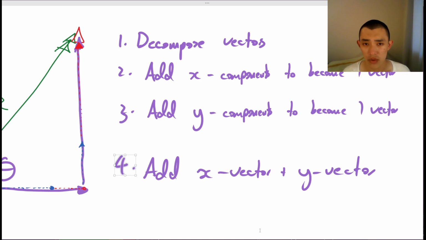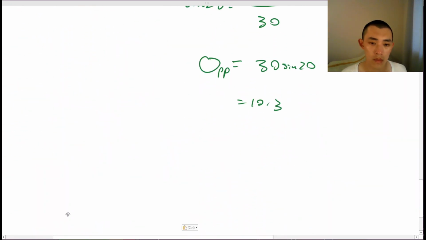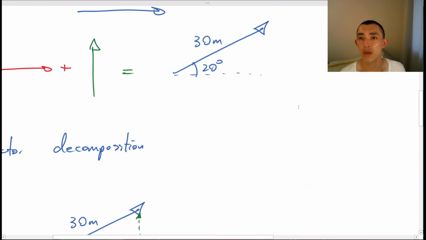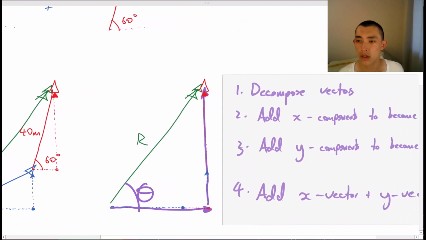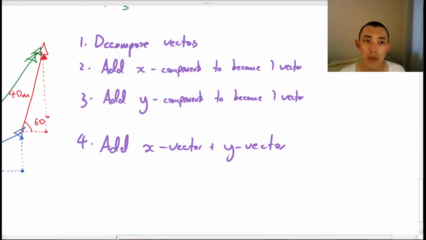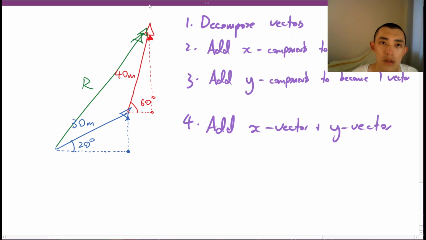Now that we have the general gist of that, let's have a go and actually do it on this example here. So let me also grab the steps to remind you. So let's do step number 1, which is we're going to decompose the vectors, right? So we're going to decompose the vectors.